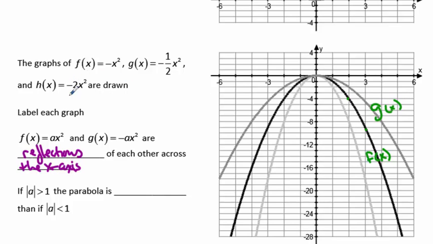H of x will have twice the values. So this one will have, instead of 2, negative 4, it'll have 2, negative 8. And instead of 3, negative 9, 3, negative 18. So this one will be h of x. Okay. So if the absolute value of a is greater than 1, the large value, where it's 2, that's greater than 1, it's narrower than the one that has absolute value less than 1. This is the wide one. So the greater the value is, the narrower the graph is.